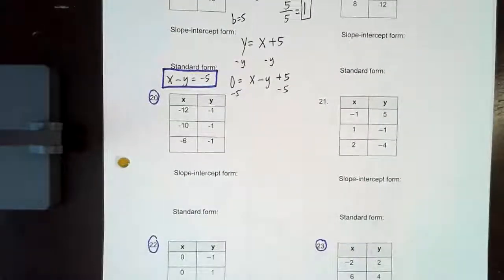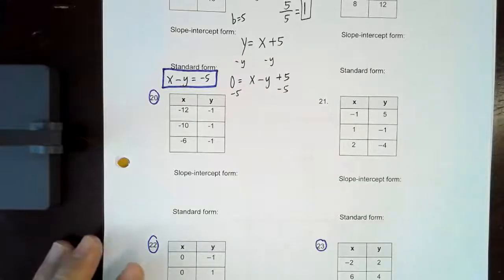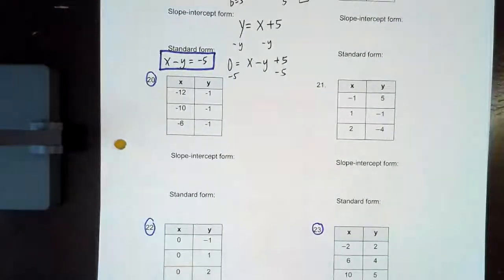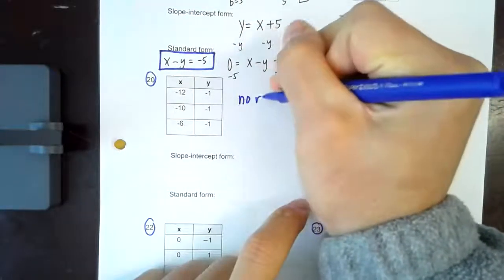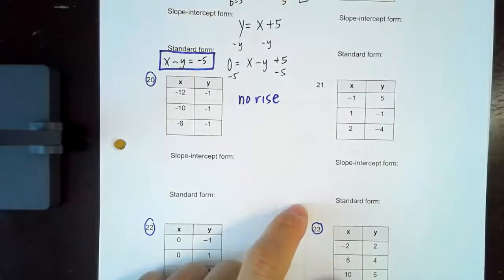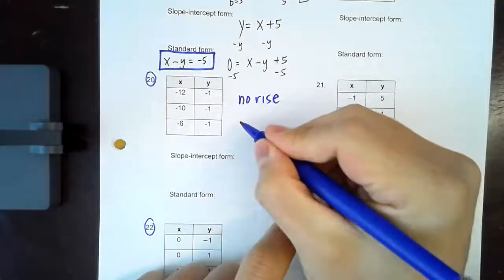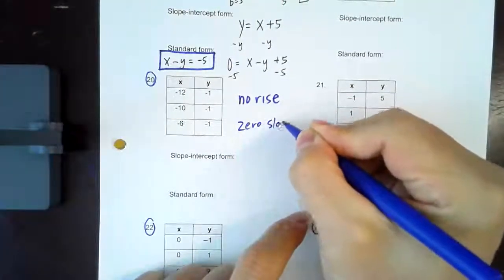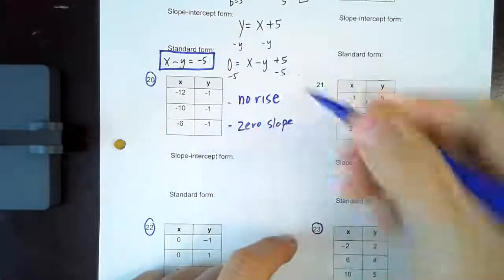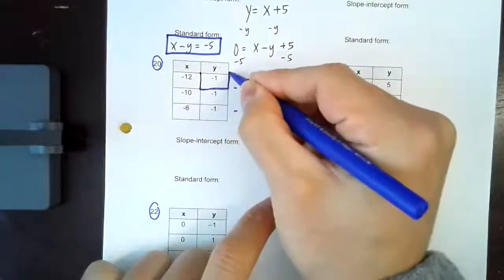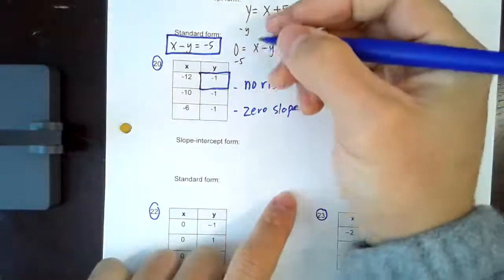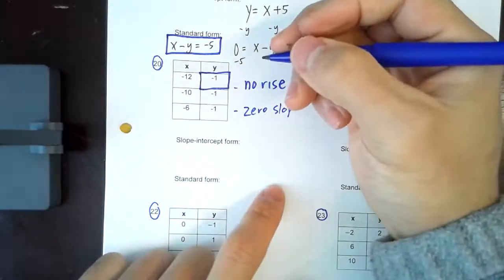3.1b. Okay. Now, if you look at number 20, class, 20 is interesting because the y values are not changing. And if the y values are not changing, doesn't that mean that there is no rise? If there is no rise, it's a 0 slope. These are all things that we know about this right now. So really, your equation is just going to be y equals negative 1, right?